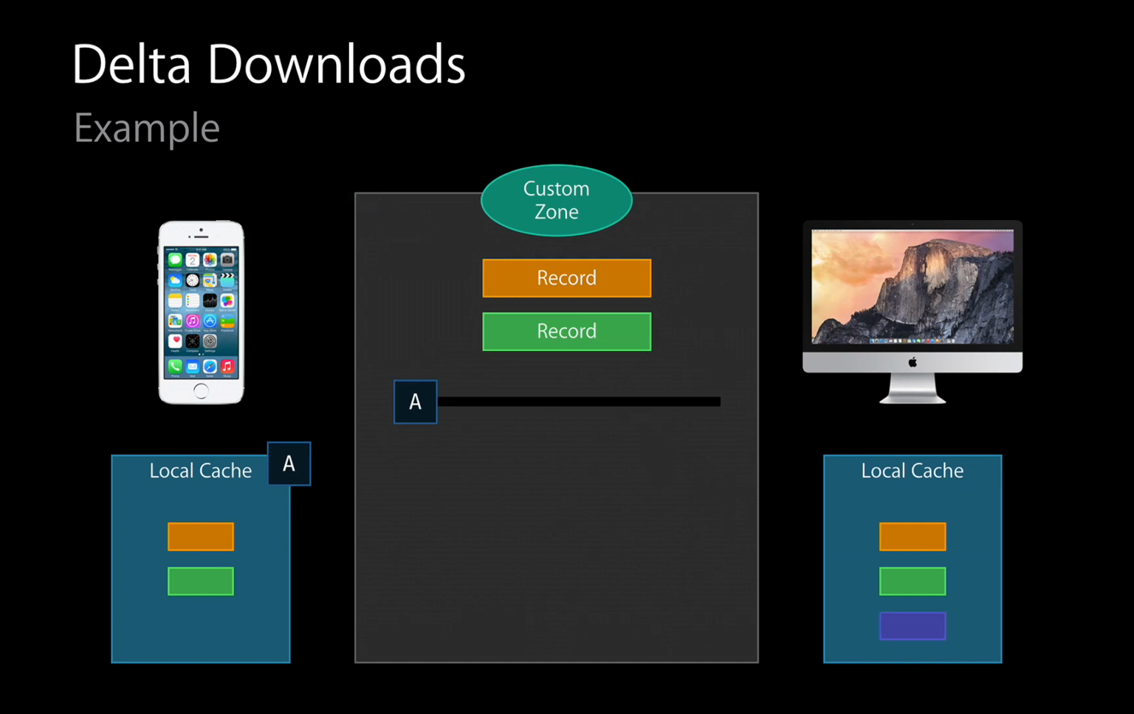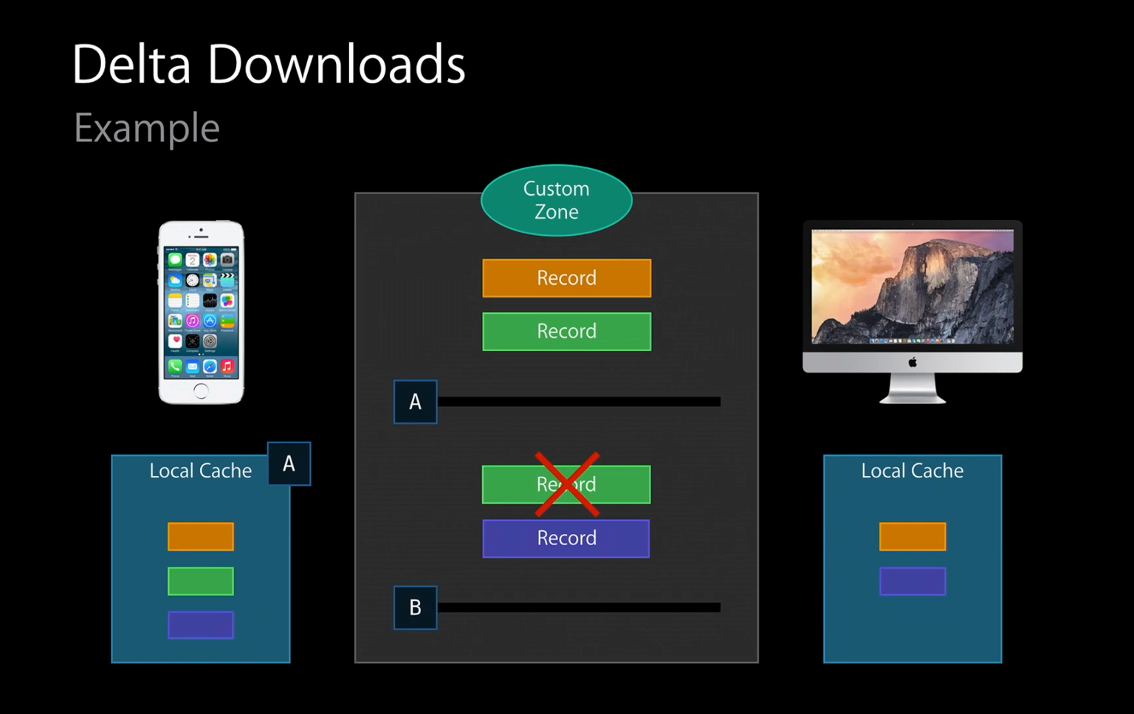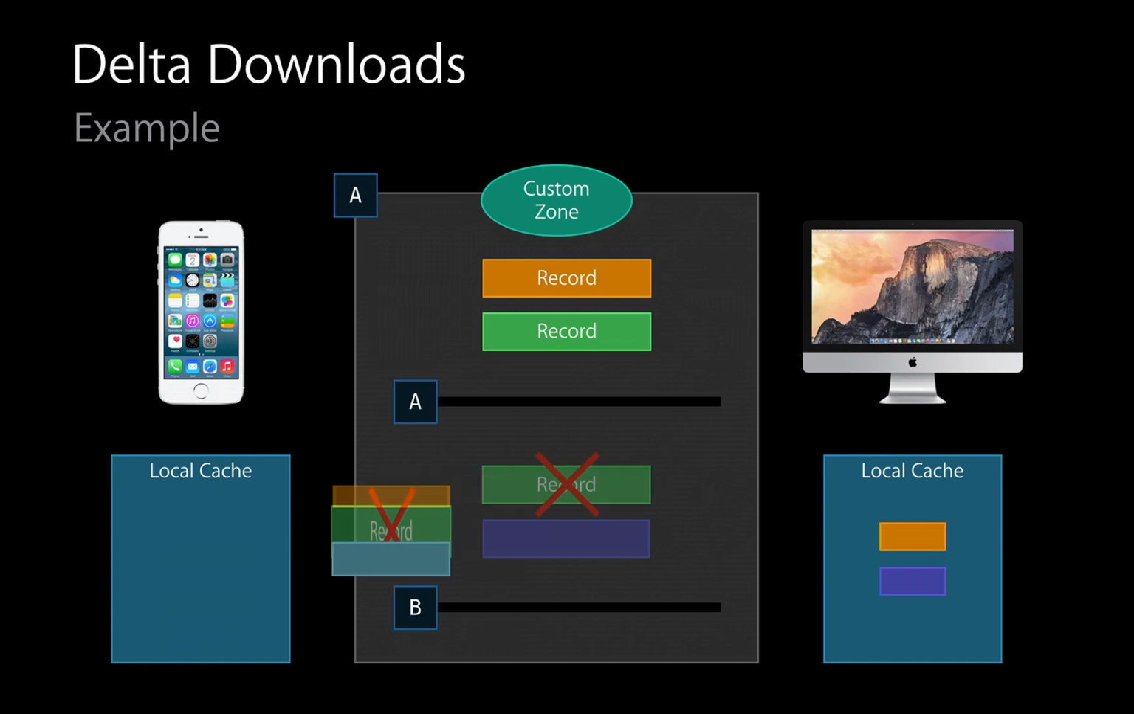But let's say the Mac comes along and it creates that purple record and it deletes the green record. And it uploads those changes to the server. The server is going to track the changes. So it'll note that that green record was deleted. It'll note that there's a new purple record. And now when the iPhone comes back with change token A, the server goes, all right, well, we're at B now. That's farther than A. Here's a delete of the green record, and here's a new purple record that happened since the last time we talked. Then it sends back that new change token, and everyone is up to date.